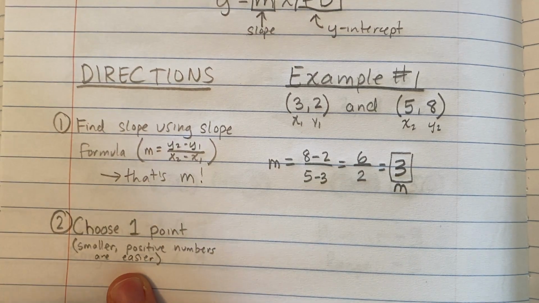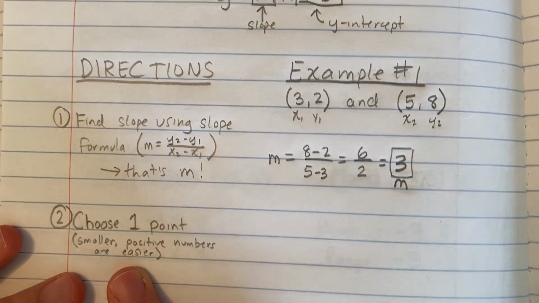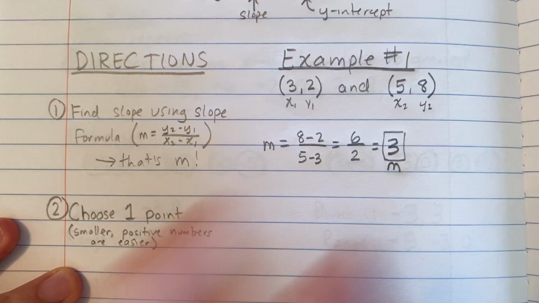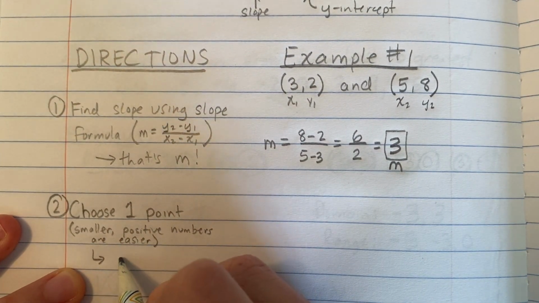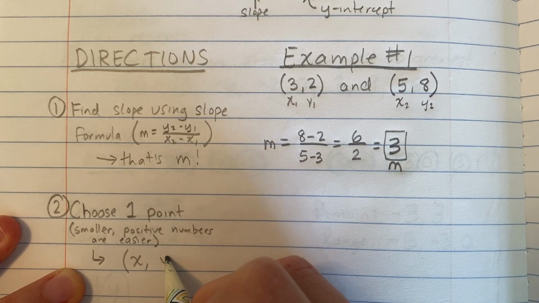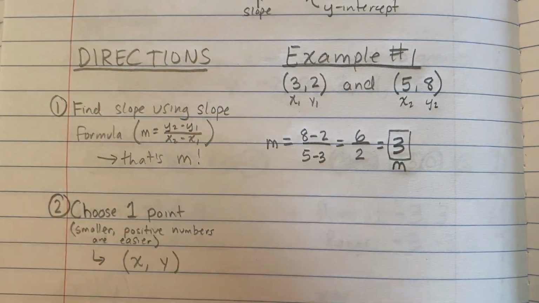Okay, they're just easier. There's no more correct, right? I can choose either of these points. They're both totally fine. But this point is going to be your x and your y. You're going to see, you're like, well, why do I need an x and a y? You're going to see in a sec.